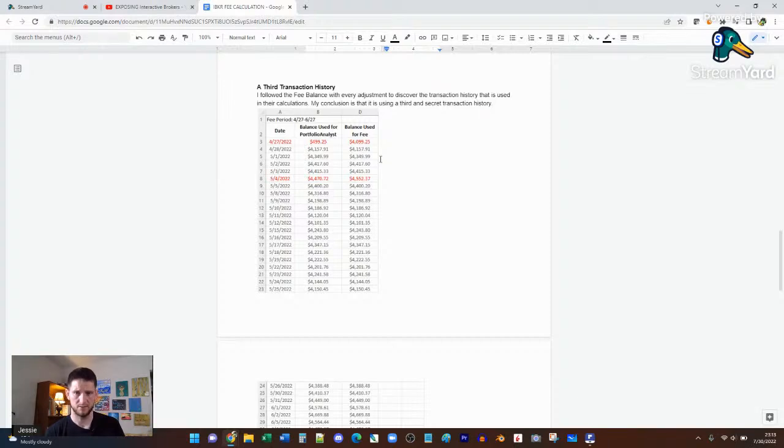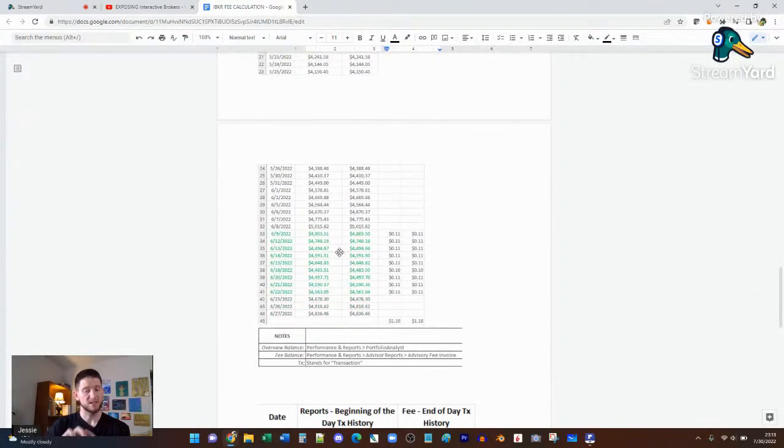I think that's what it's called. I have it listed down below. So you can see on these red highlighted days, the fee used in the balance is higher than what we're seeing when we look at the reports transaction history or the overview dashboard. So if it's highlighted in red, that's the case.